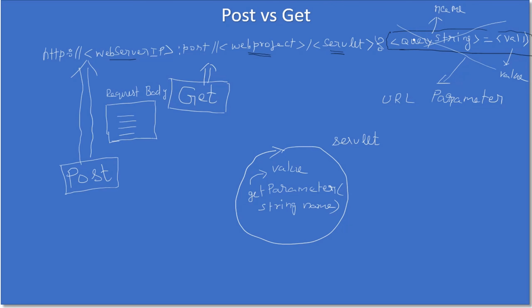If it's a URL parameter, we will get a name and value from here itself. Or if it is form data, we can supply a name and get the value associated with it. So this getParameter method is applicable for both get as well as post methods. The getParameter will be called from the request object.